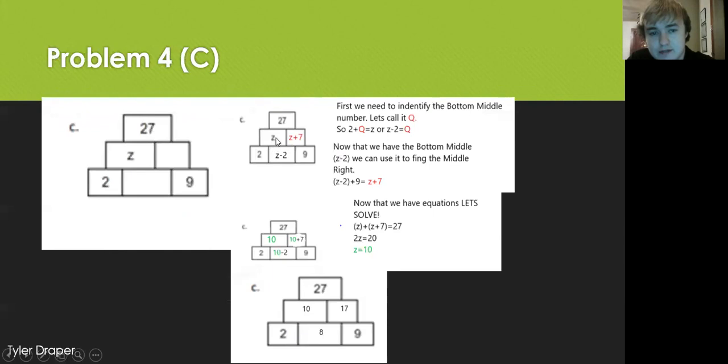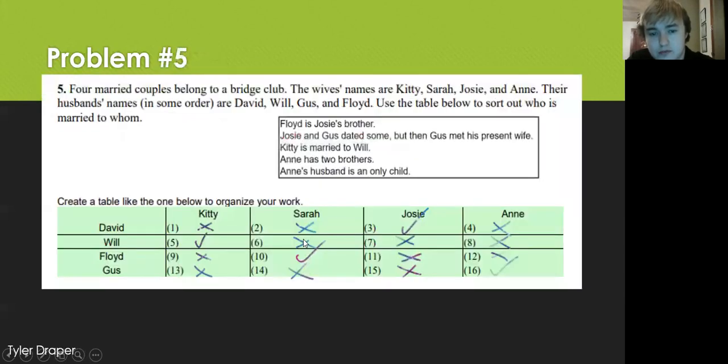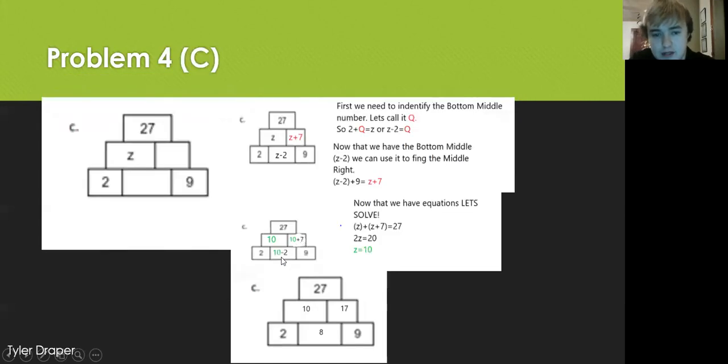So if z equals 10, we found our z. Z plus 7 will equal 17. Then z minus 2 equals 8. And let's just check to be sure. 2 plus 8 equals 10, correct. 8 plus 9 equals 17. 17 plus 10 equals 27. And we have done another problem. Good job.